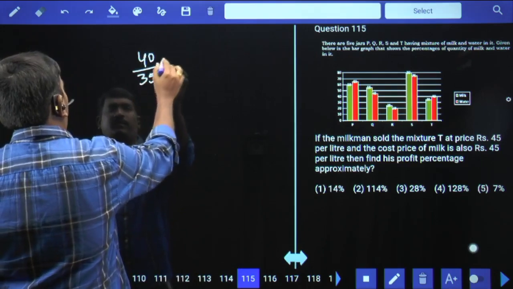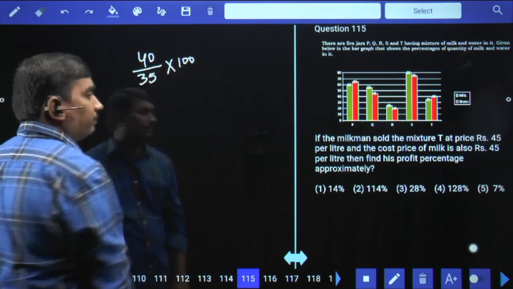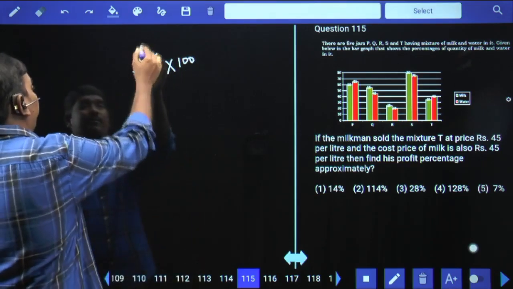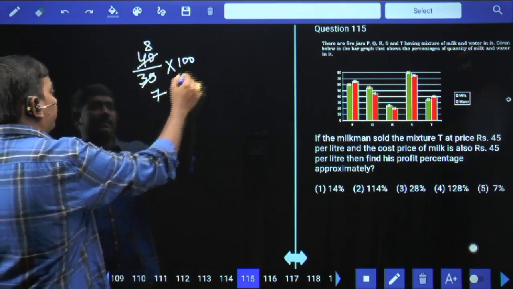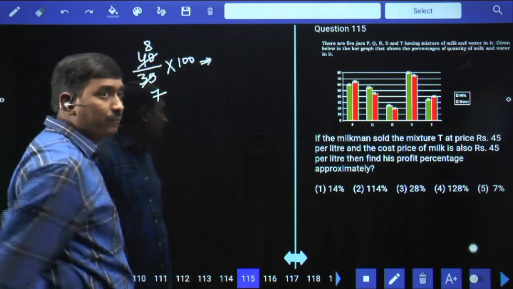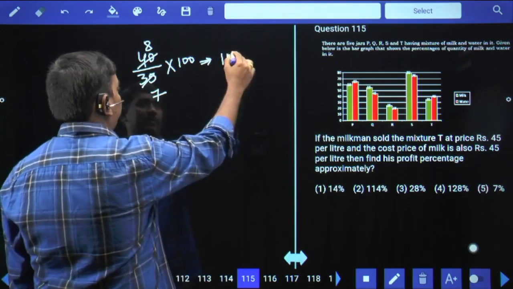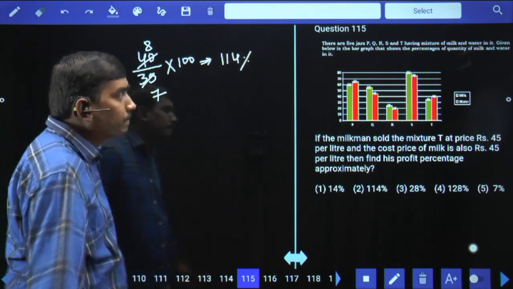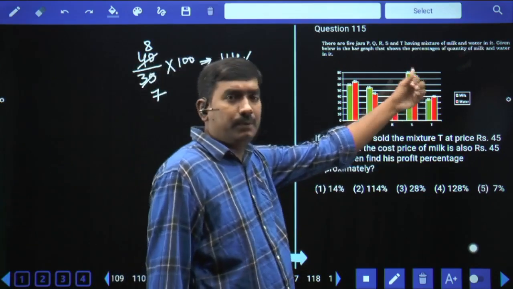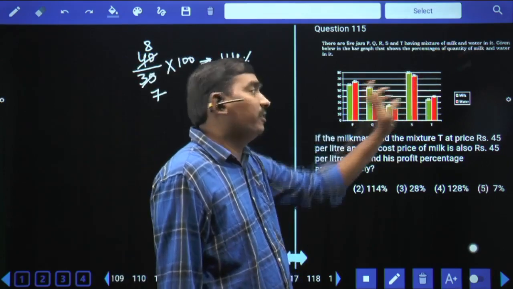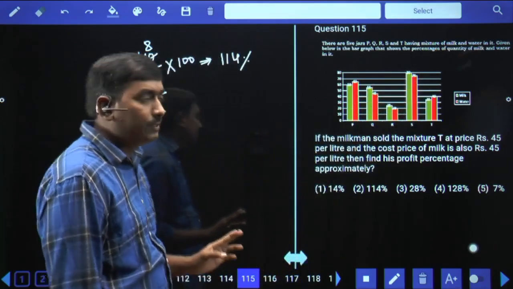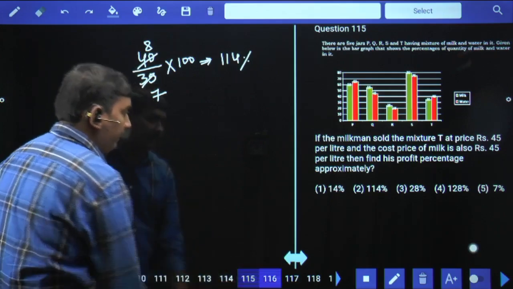40 by 35 into 100. 5 8s are 40, 5 7s are 35. 1 by 7 means 14% extra, approximately 114%. This 40 liters of water is purely profit on the price of 35 liters of milk. So 40 by 35 into 100.